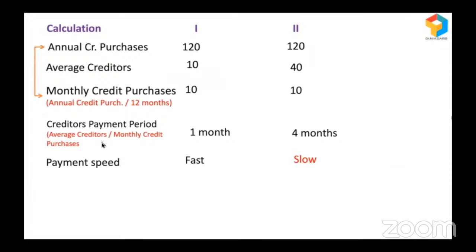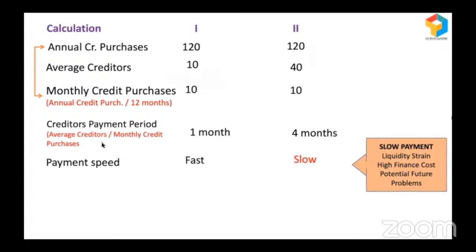But if the creditors are giving only a 1 month period and this business is taking 4 months to settle the creditors, then that indicates various other things. Because slow payment could mean that this business does not have enough money to make payment to the creditors. It means they are having liquidity strain.